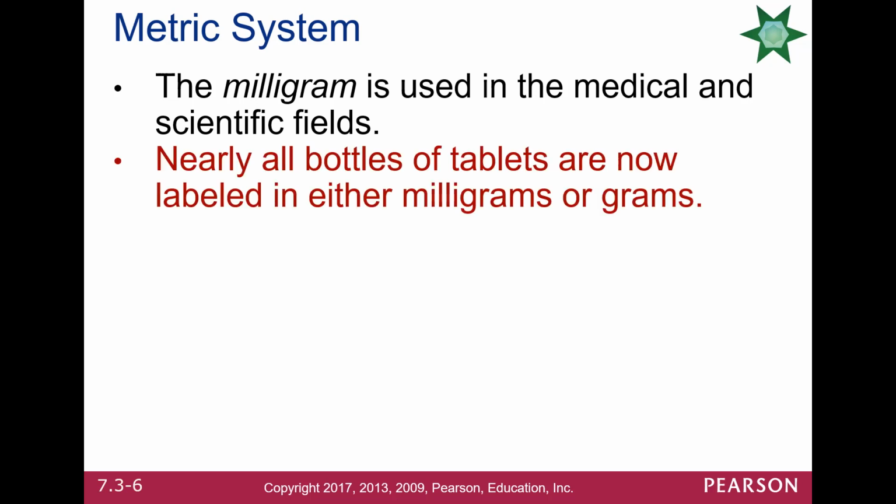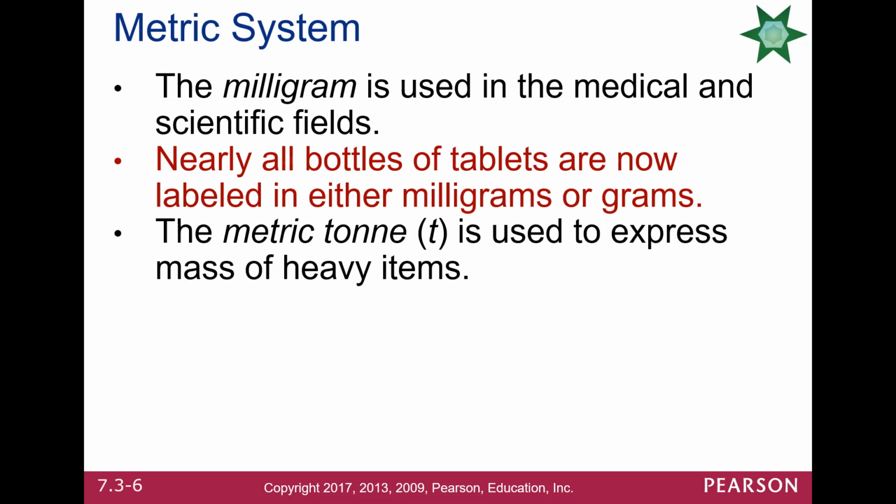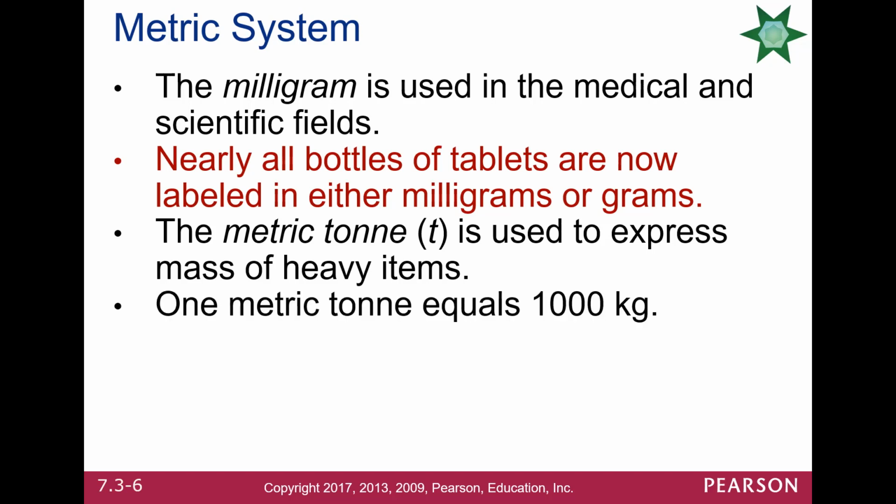A milligram is even smaller, and you're going to use that in your scientific and medical fields. For example, if you've had any medication or bought any over-the-counter anything recently, you would have noticed it's probably labeled in terms of milligrams. If we talk about a metric ton, that is not the same as a customary ton. 1 ton, TON, is 2,000 pounds. 1 metric ton, TONNE, is 1,000 kilograms, or actually 2,200 pounds.